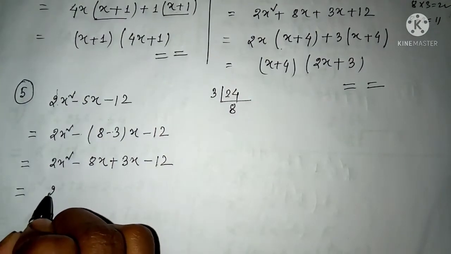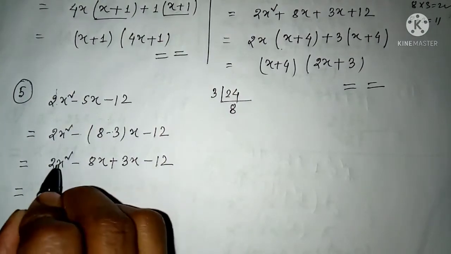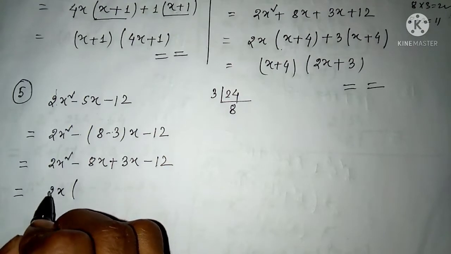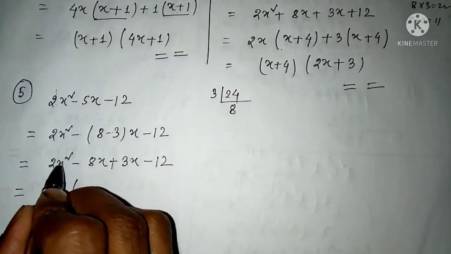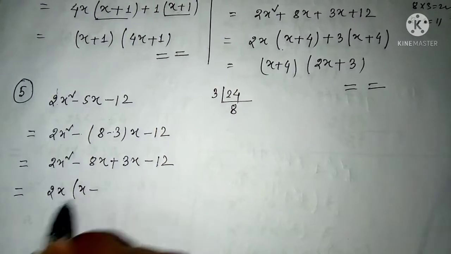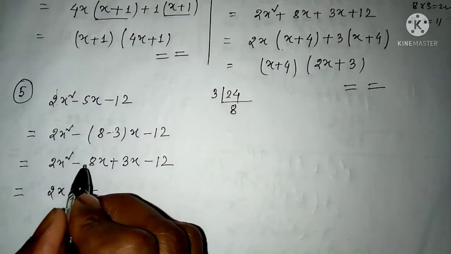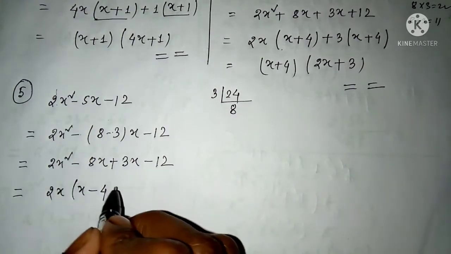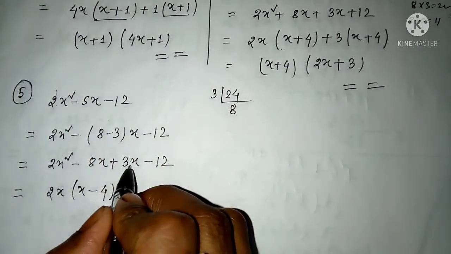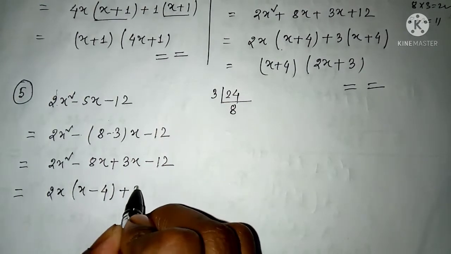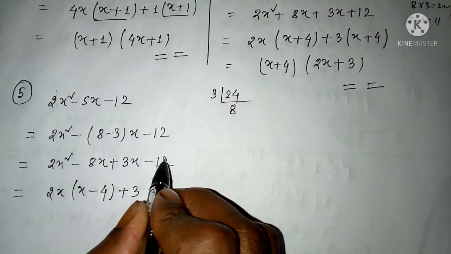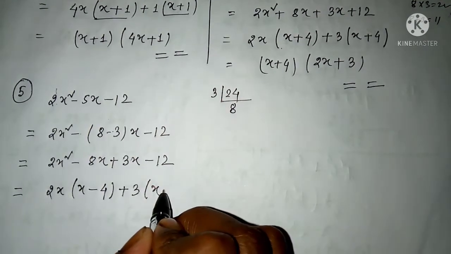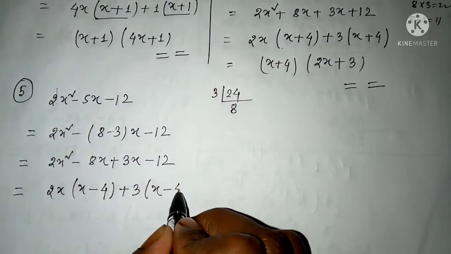Then from this 2x square and 8x, can I take 2 common, because 2 divides 8, and in both the terms I have x, so I can take 2x common. When from here 2 is taken out, and from x square x is taken out, then x will remain here, minus. Then see here, 2 divides 8 how many times? 4 times. 1 x was here, it is already taken out, so no need to write. Then you see here also 3 divides 12, so I can take 3. I cannot take x because in this term there is no x. From here 3 is taken out, x will remain here, then minus. 3 divides 12 how many times? 4 times you write here.